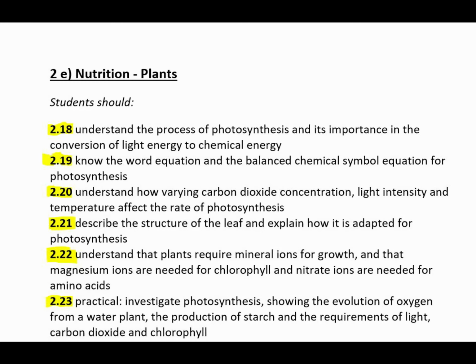This video goes through 2.21, describing the structure of the leaf and explaining how it's adapted for photosynthesis from the nutrition in plants topic. The blank version of this can be found in classwork on OneNote, and the completed version that's seen in this video can be found in the content library.